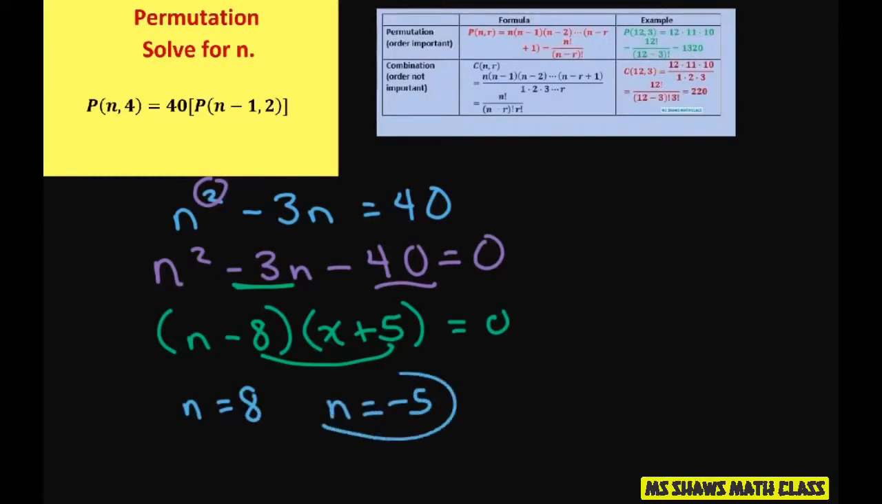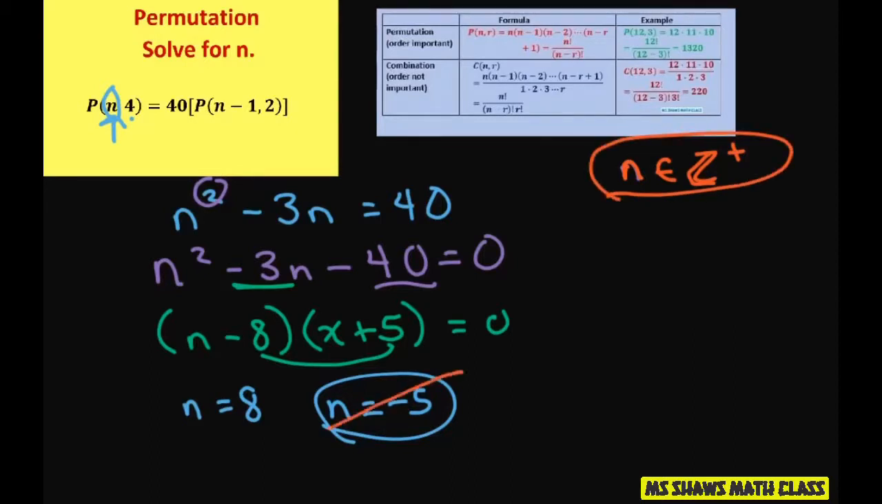We have to discard the negative 5 because you can't have a number smaller in here than 4. You could also say the domain is all positive integers. It had to be positive, and we don't want 0, so we'll just say all positive integers. That's a double Z. So your answer is 8. You can plug it in and check it out, but it will work.